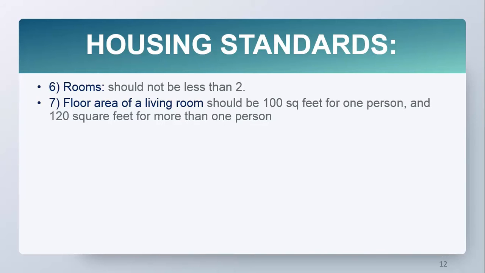So the floor area of the living room in a house should be, for one person it should be 100 square feet, and if there are many inhabitants in the house it should be 120 square feet, no matter how many persons are there in the house. If there is one person, it is 100 square feet. If it is more than 1, 2, 3, 4, 5, 6, 7, 8, any number, it should be 120 square feet.